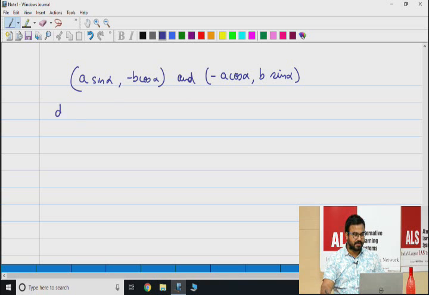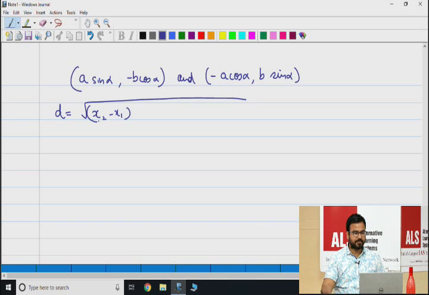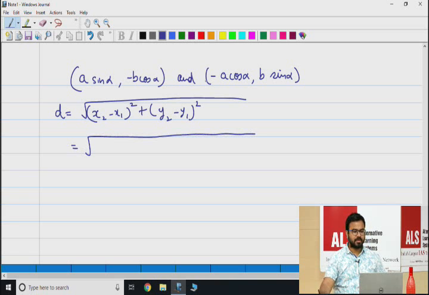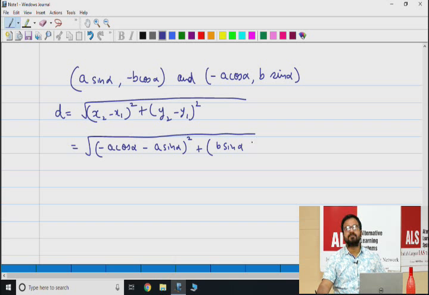So we all know that the distance formula is given by square root of x2 minus x1 whole square plus y2 minus y1 whole square. So we can take this a minus a cos alpha minus a sin alpha whole square plus b sin alpha minus of minus b cos alpha, that will become plus b cos alpha. This is the first step, we can put it over there. Now we can just do the squaring.